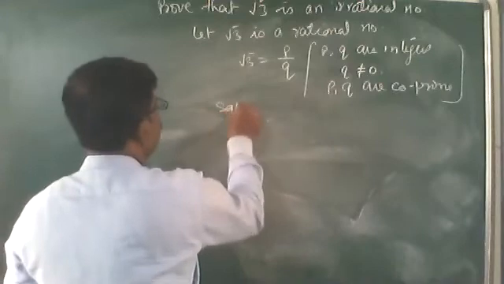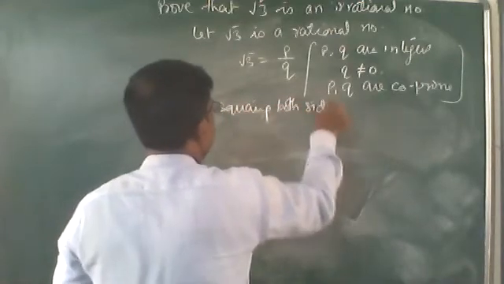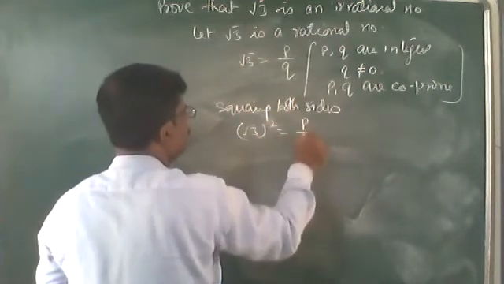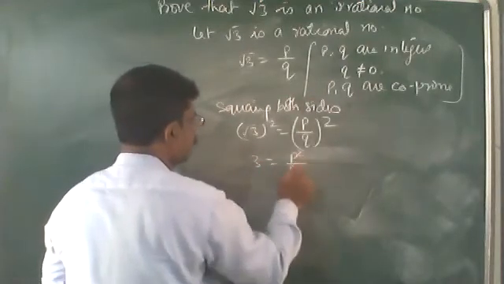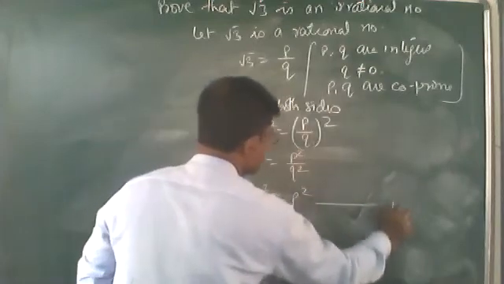Now we take the square of both sides. Squaring both sides: root 3 whole square equal to p upon q का whole square. That means 3 equal to p square upon q square, or 3q square equal to p square. Call this the first equation.